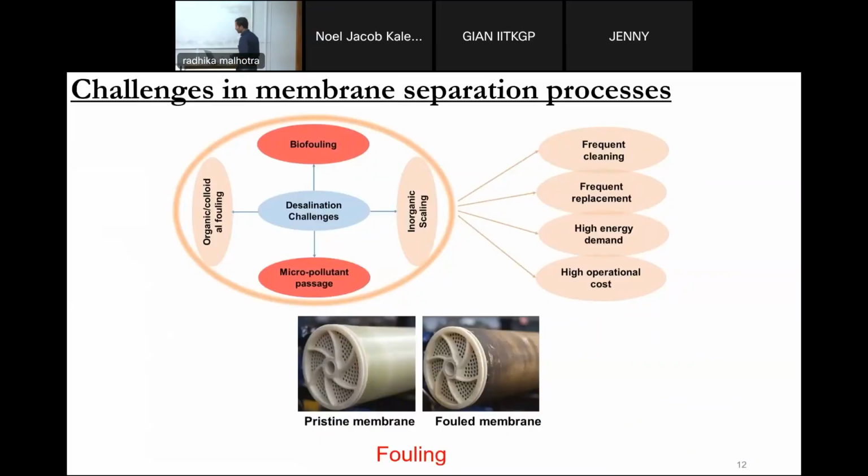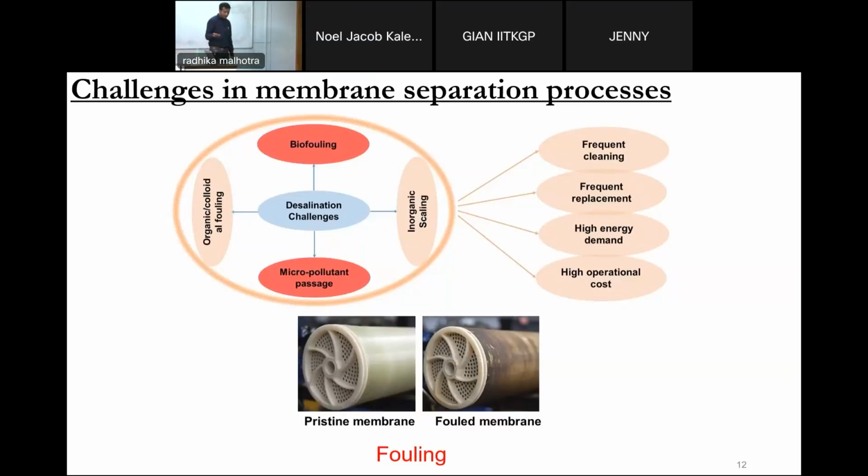This is the spiral wound membrane module. I think most of you might know this is the pristine membrane. This spiral wound membrane is made along with the feed spacer. The feed spacer enhances the mass transport and the proper mixing of the feed water. And here, see the dirty color, which indicates the fouling. It can be either biofouling or organic fouling or even scaling, the salt deposit.